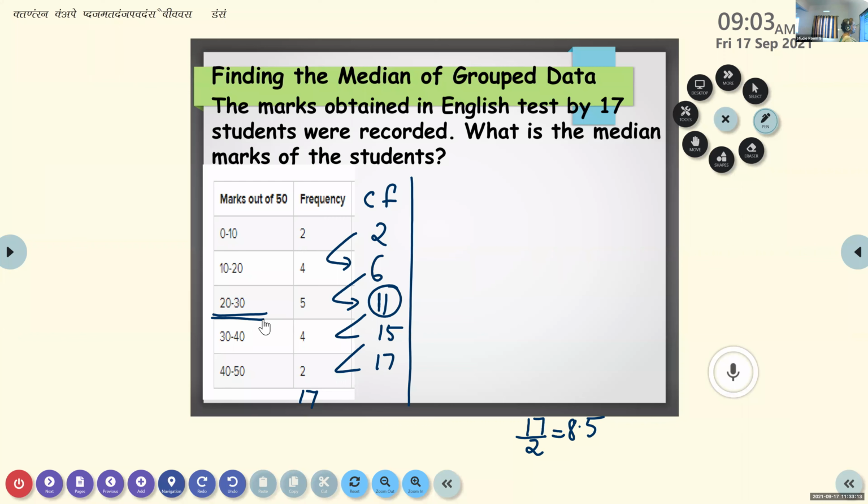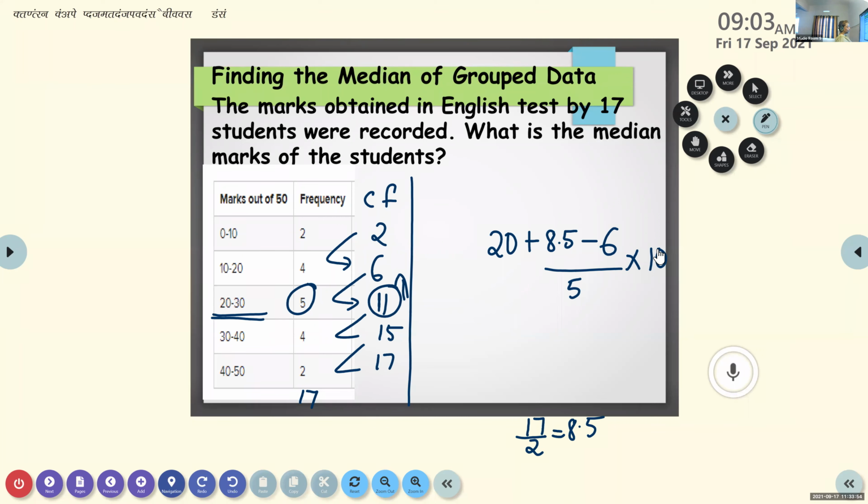Now we got lower limit. Lower limit is equal to 20 plus 17 by 2. N by 2 means 8.5. Cumulative frequency of the preceding median class, that is 6, divided by f of the particular median class, frequency of particular median class, that is 5, into width of the class interval, that is 10.